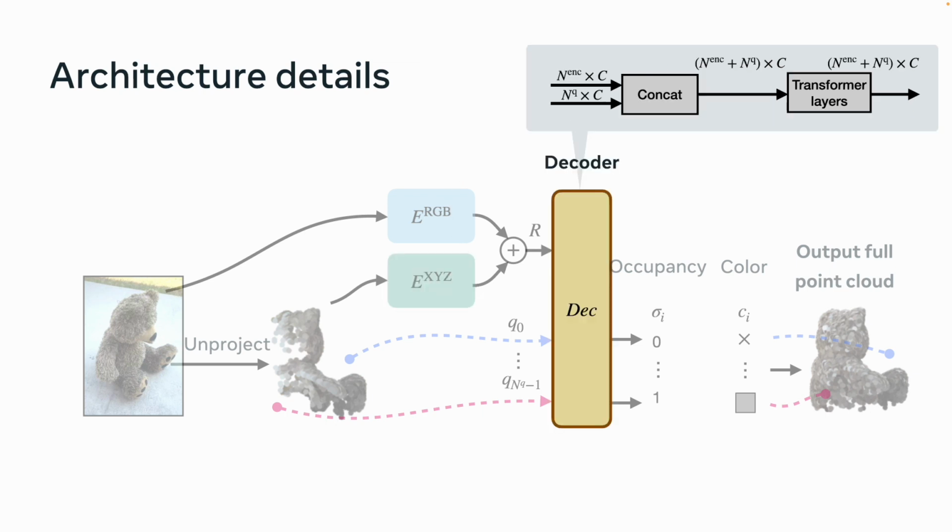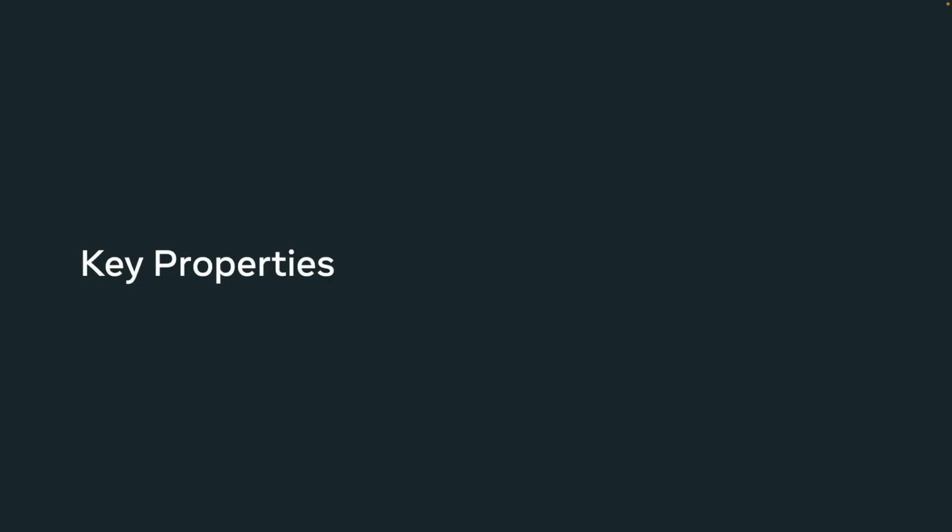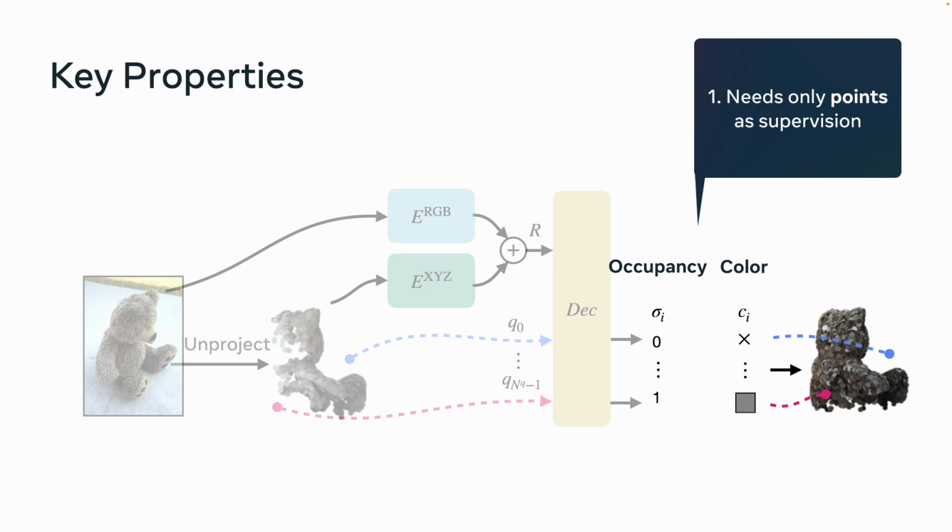The decoder is, again, a simple transformer-based design. It first concatenates the representation R and the queries in token dimension, and then models all tokens together using transformer layers. One key property of MCC is that it takes only points as supervision. It does not require having access to a complete ground truth shape to train a model. And that is why we can simply train this on video frames.